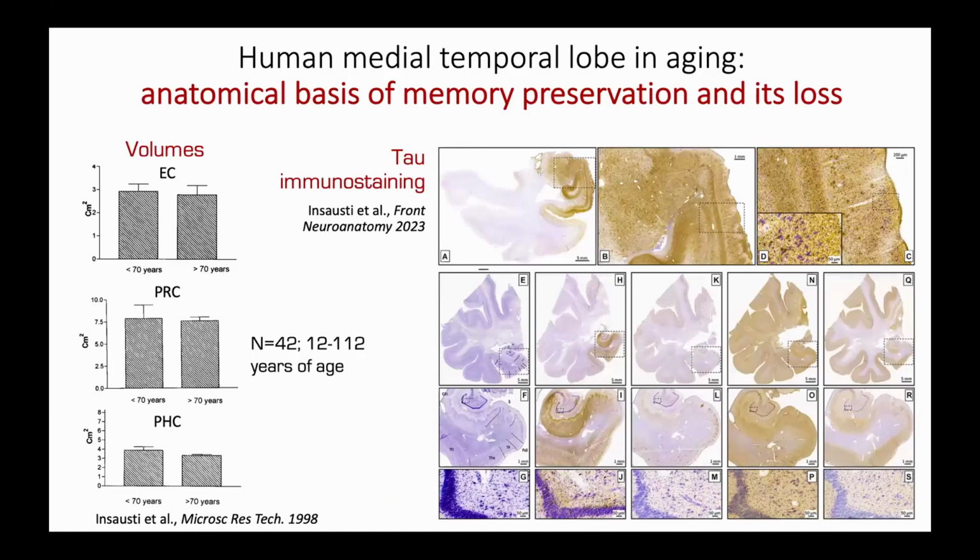So one of the first studies that impressed me from when I joined his lab to do my PhD was this work here on the left, where the title of the paper is very telling. It says anatomical basis of memory preservation. That was because he measured volumes of the entorhinal cortex in postmortem brains, entorhinal, perirhinal, and posterior hippocampal cortices, and he found no differences between people who were younger than 70 or older than 70 years old. And that was quite amazing.